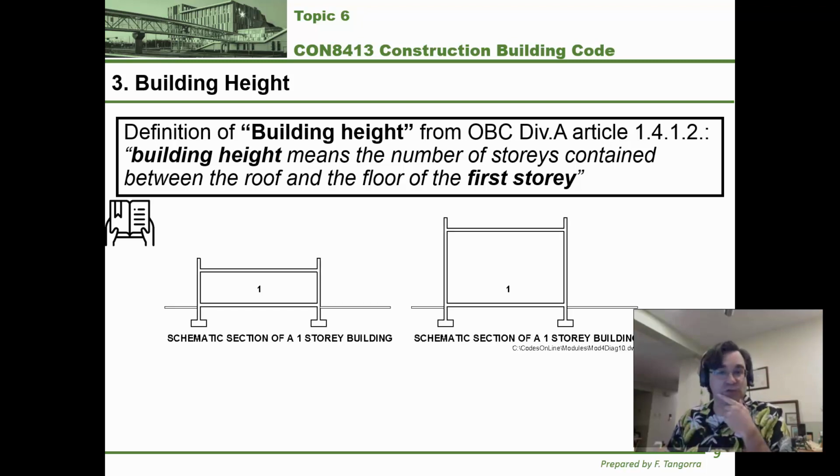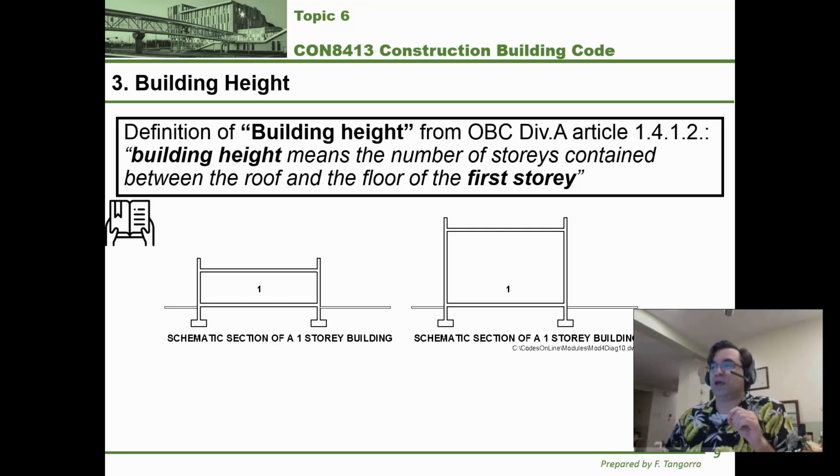So in this case, as you can see on the screen, we have 2 buildings. You can notice how if I were to measure the height of the building geometrically, the measurement would be different. But according to the building code, both of these buildings have the same building height. They're both 1 story high. Now you might go, why is that? The reason is relatively simple.